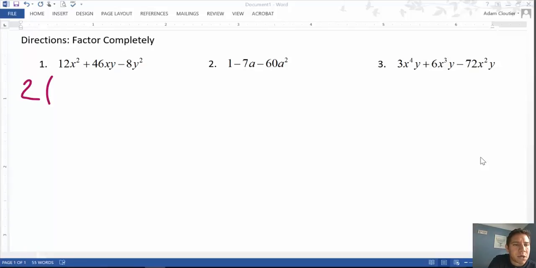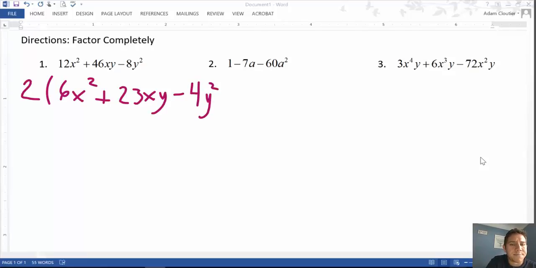If I factor out a 2, I'm left with 6x squared (2 times 6 is 12), plus 23xy (2 times 23 is 46), and subtract 4y squared. You can multiply in the 2 just to double check if you'd like, but I'm going to keep going.